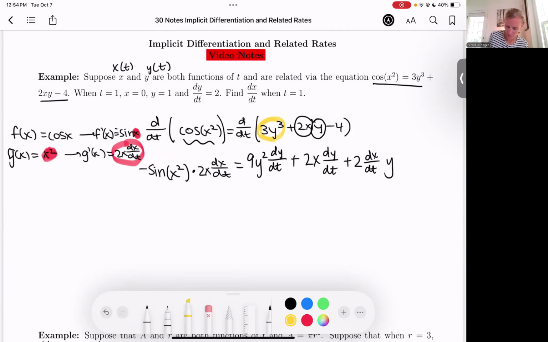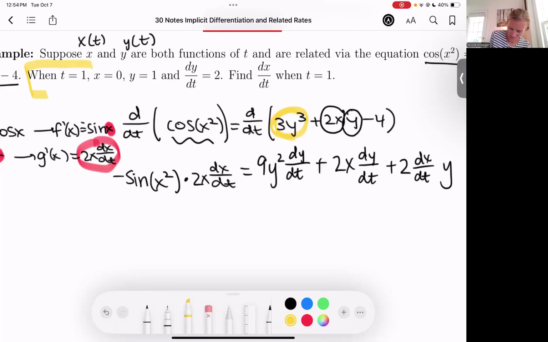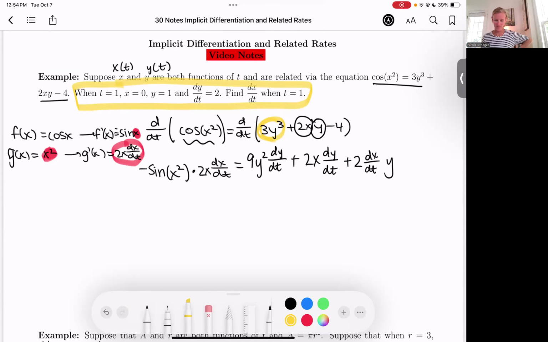So at this point, this is where we're going to plug in the information that they've given us, okay? So they tell us at time 1, this information is true. T never appears in my equation here, so I'm not going to plug t equals 1 in anywhere, but it's just that we're being consistent that everything we're asking about is at the same point in time, okay?